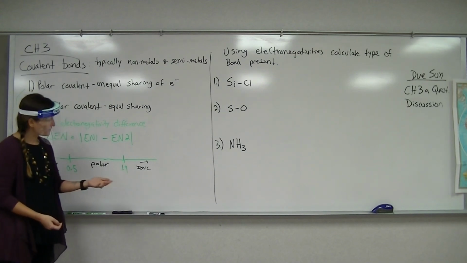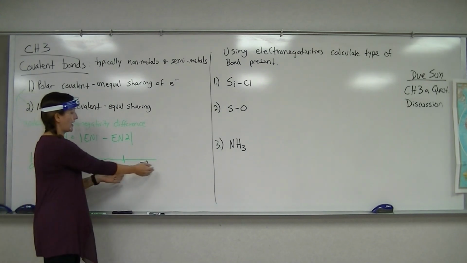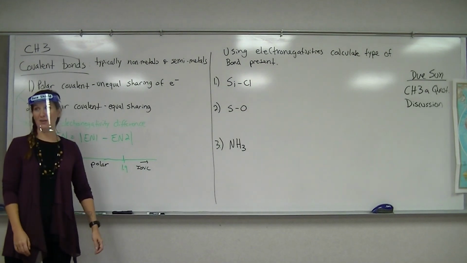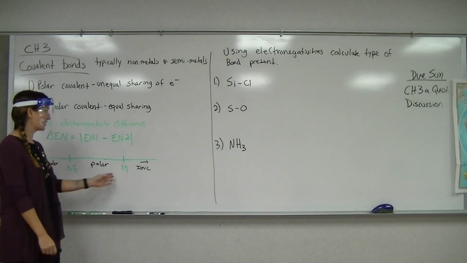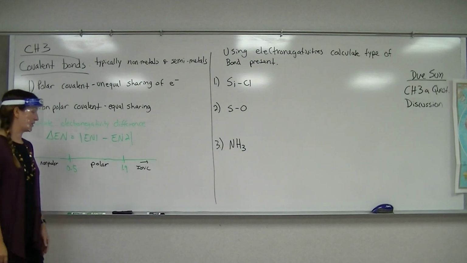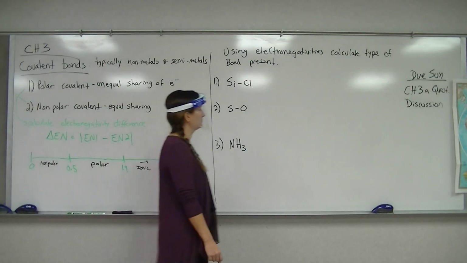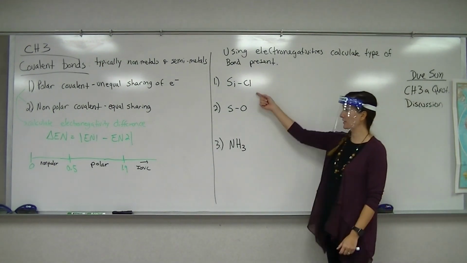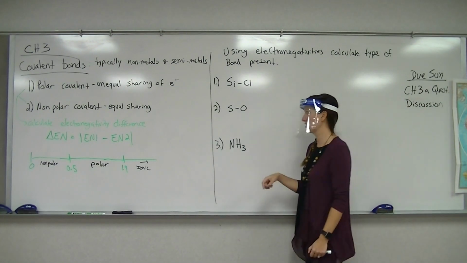And then you can also use this to figure out if it's ionic, ionic having the highest electronegativity difference. Most of the time for us, we're just going to say, oh, well, it's a metal and a non-metal, it's ionic. Okay? But you can use this calculation to figure that out as well. So let's look at some examples. I did 3 examples here.